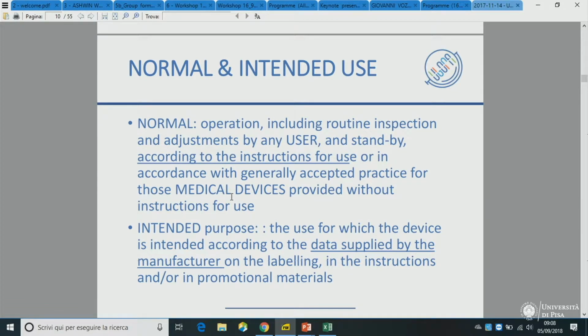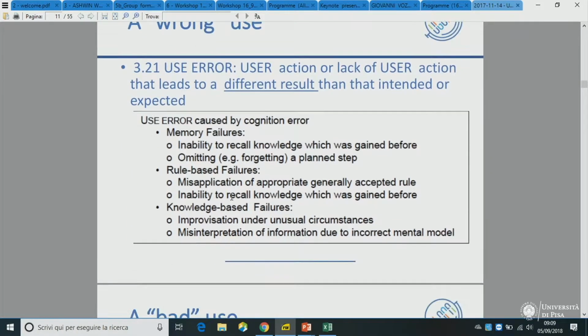So here is the normal and intended use. Normal and intended use in the medical device industry go together. They're like twins, because what you wish your device to do, the performance, is triggering the expected normal use. If normal and intended use go in different directions, then the user is working off-label. He's going on a different path than expected, because the designer declares the intended use, and if the user obeys, then you get a normal use. The wrong use, the use error.